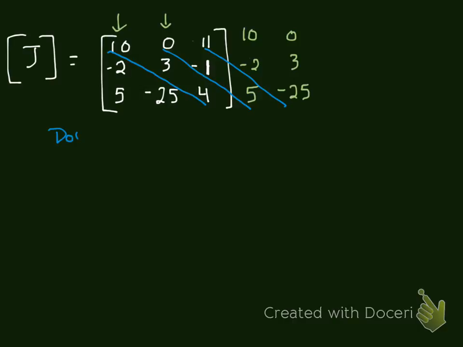So, I'm going to label it downs and put it in a big old bracket, not because it's a matrix, but just to identify it. So I have 10 times 3 times 4 plus, well, 0 times, so it's just 0, plus 11 times negative 2 times negative 25. Okay, that's all my downs.